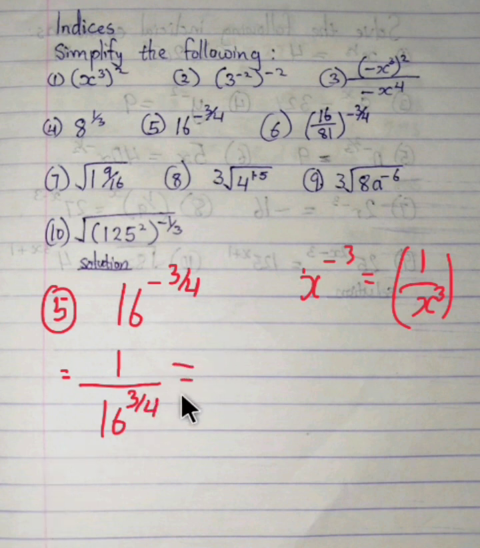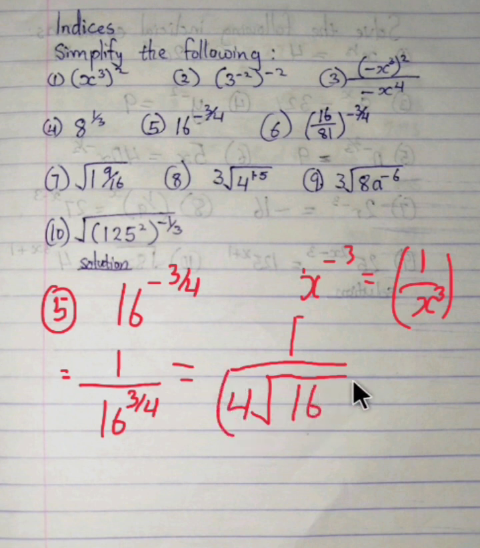Now we are going to consider the denominator. So 1 over 16 raised to power 3 over 4: the denominator of the fraction here is 4. Now 16, the base, is inside the root, and everything is raised to power 3. So the base is going to be inside the root, the denominator is going to be the root, so that's going to be 4 root 16 raised to power the numerator.